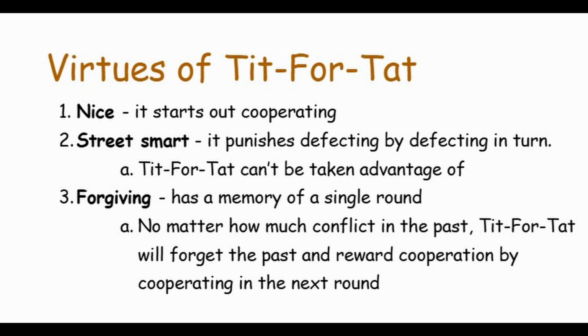And its third virtue is that it's forgiving, so it only has a memory of a single round. So maybe some really sneaky, evil strategy tries to defect 20 rounds in a row, and then it says, okay, fine, this isn't going anywhere, so I'm going to try and cooperate now. Well, tit-for-tat will forget all the past defections and immediately cooperate on its next round. So tit-for-tat is not like the Hatfields and the McCoys. It doesn't hold this long grudge. It's very forgiving. And that keeps it from being stuck in long drawn-out wars with other opponents.